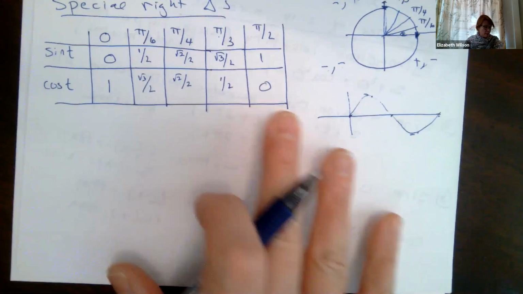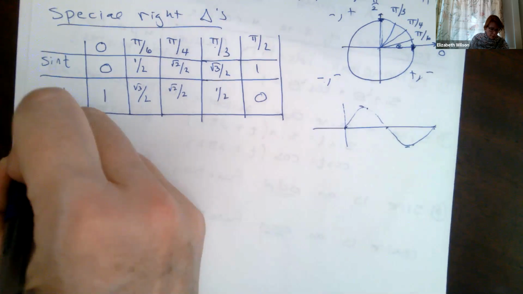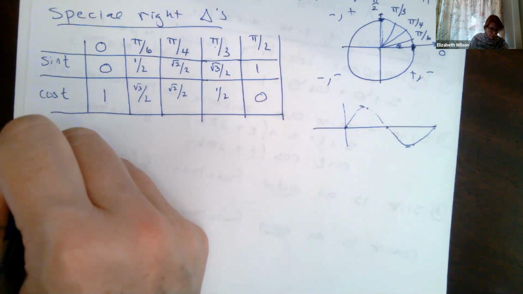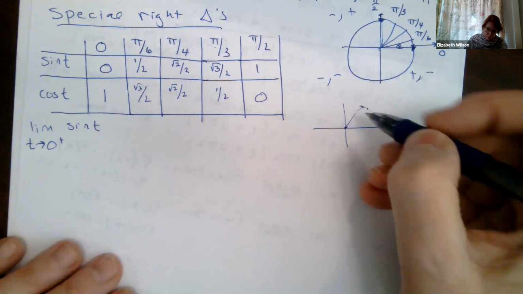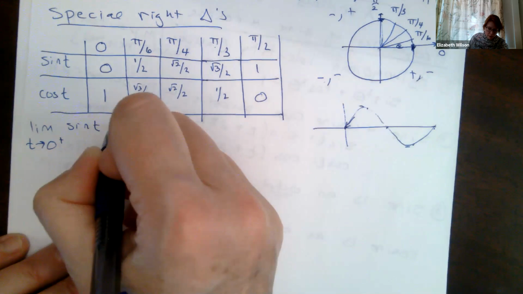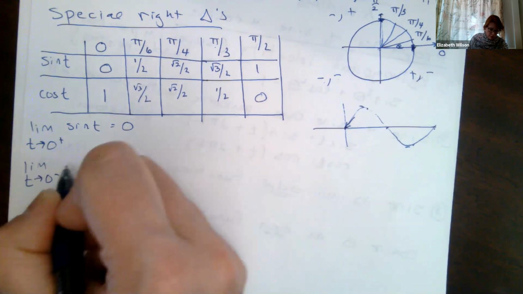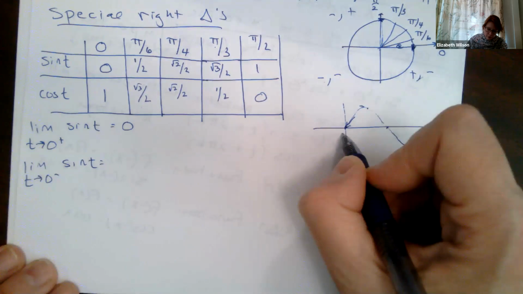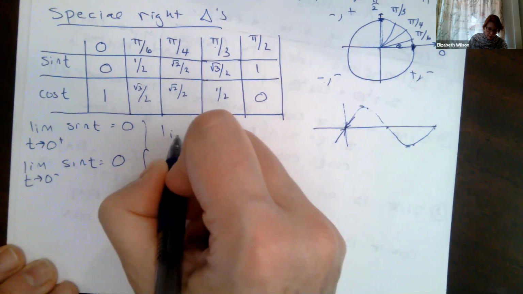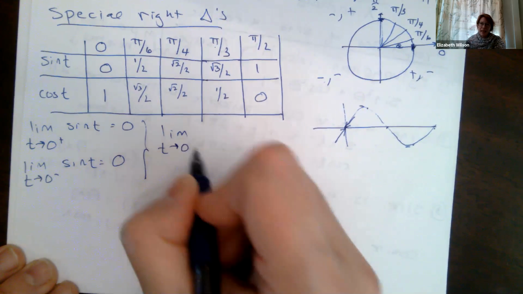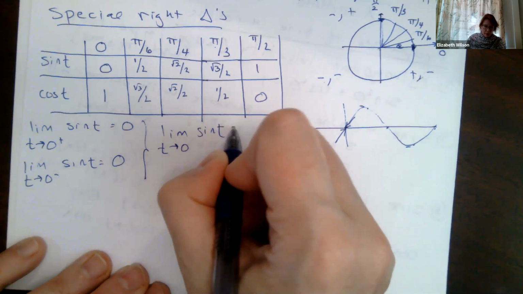All right, so let's talk about what happens as we approach some critical places, critical numbers. If I think about the limit as t approaches 0 from the right-hand side of my sine function, it is approaching 0. The limit as t approaches 0 from the left-hand side of my sine function is also approaching 0. So I can put those together: the limit is the same on both sides. The limit of sine of t equals 0.